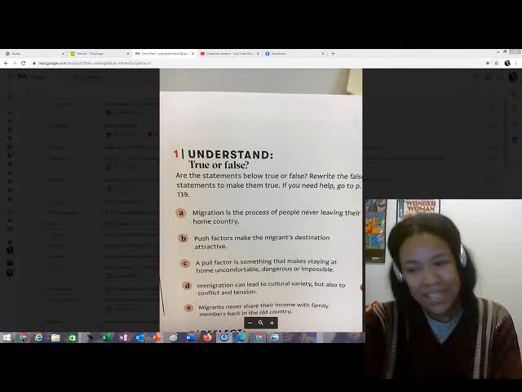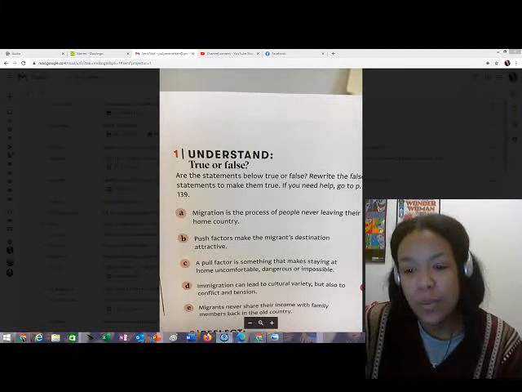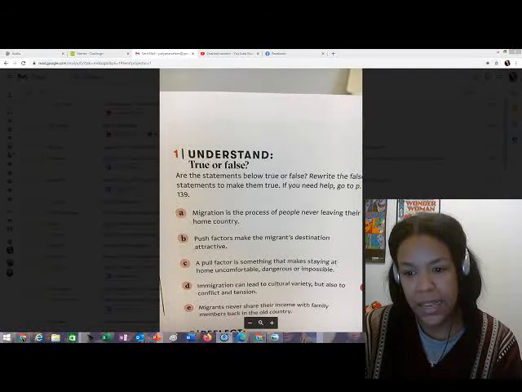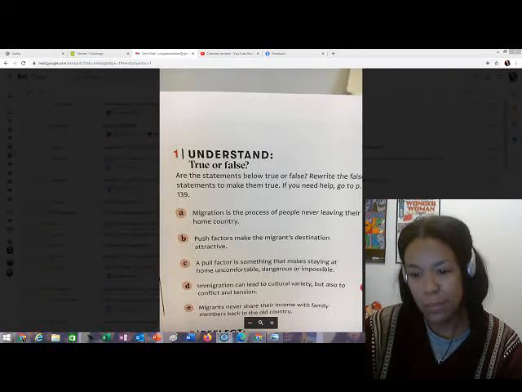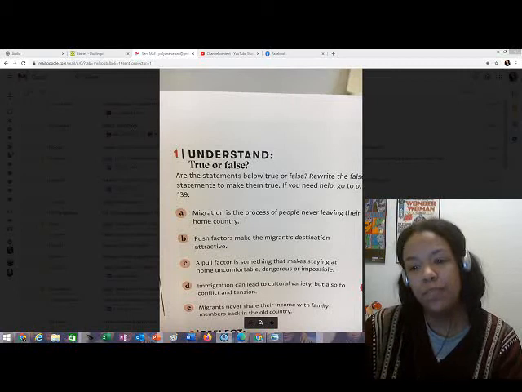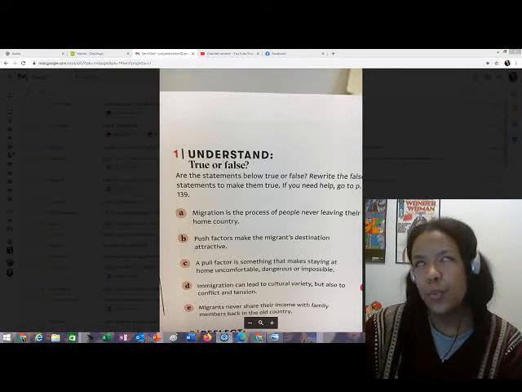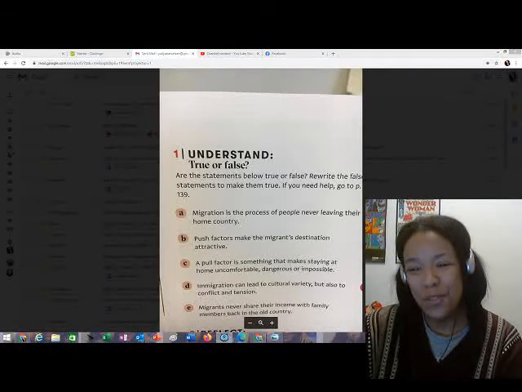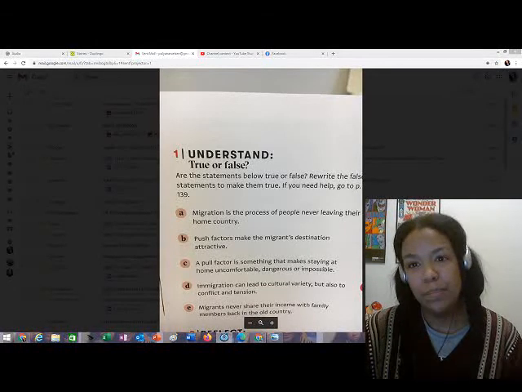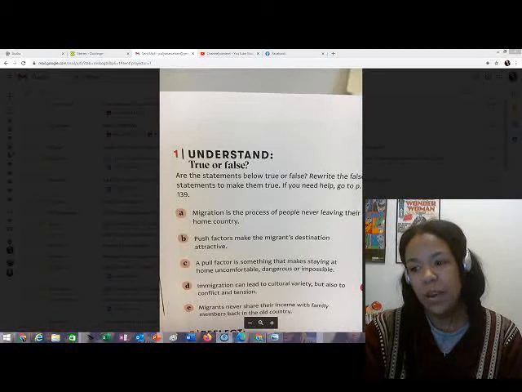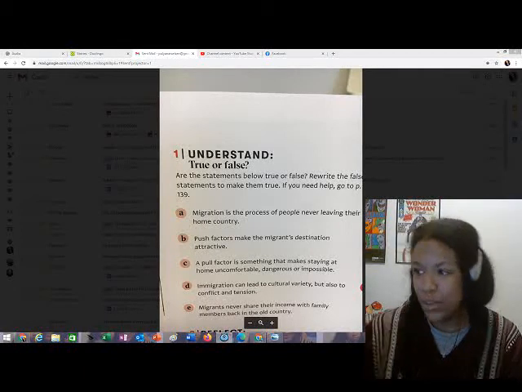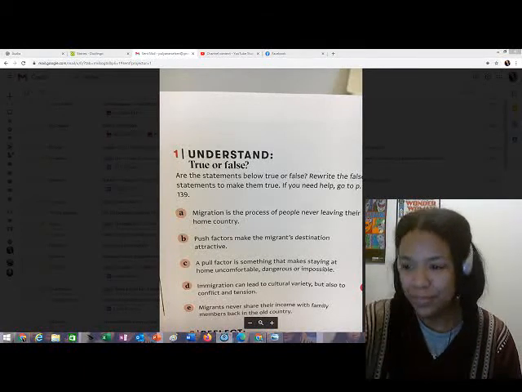Last but not least, letter E. Migrants never share their income with family members back in the old country. Can you tell me really quick, before we move on, what does income mean? What does that word mean? What is that word in Norwegian? Income.